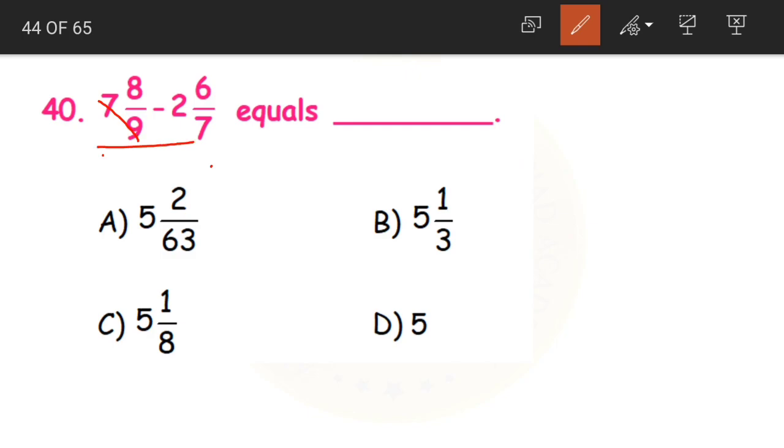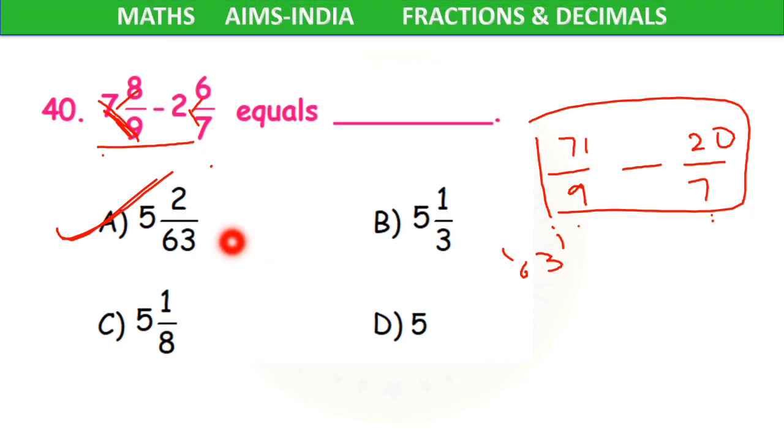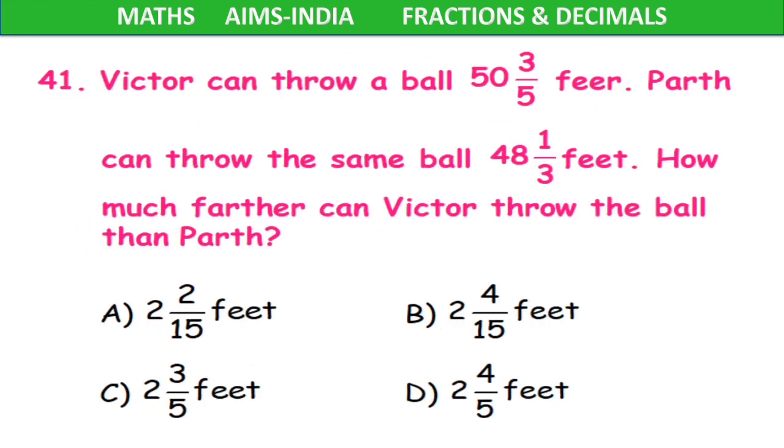convert the given mixed fractions into improper fractions. Here 9 sevens are 63 plus 8 becomes 71 by 9 minus we have 7 twos are 14 plus 6 becomes 20 by 7. Now you can take the LCM of these two. The LCM becomes 63 and then convert this into like fractions and proceed with the subtraction. Understood, children? But for now, what is the correct answer for the question? Option A, 5 2 by 63 is our correct answer.